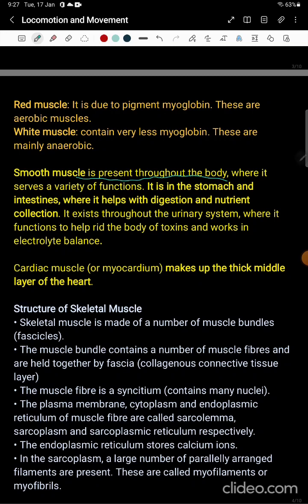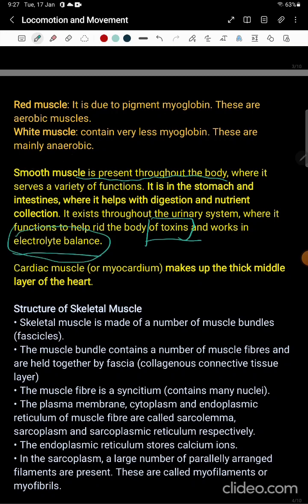It exists throughout the urinary system, where it helps rid the body of toxins and works in electrolyte balance. Toxins means poisonous substances, and it also functions in electrolytic balance in our body. Understood? So what is the smooth muscle?